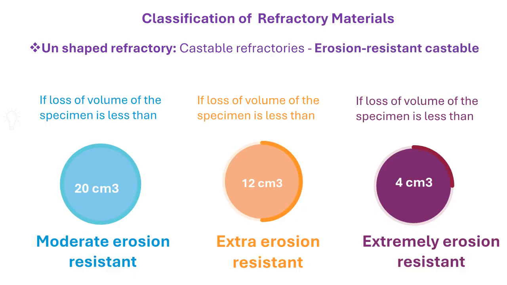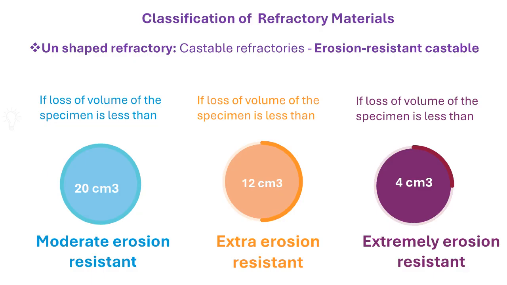Now let's look at how erosion resistance is classified and how these classifications help us choose the right refractory for the job. Erosion resistance is grouped into three main categories based on how much material is lost during standardized erosion testing. Simply put, the less material lost, the better the erosion resistance. First, moderate erosion resistance. Materials in this category show a volume loss of less than 20 cubic centimeters during testing. They're often used in areas with controlled velocities and relatively low solid loading.